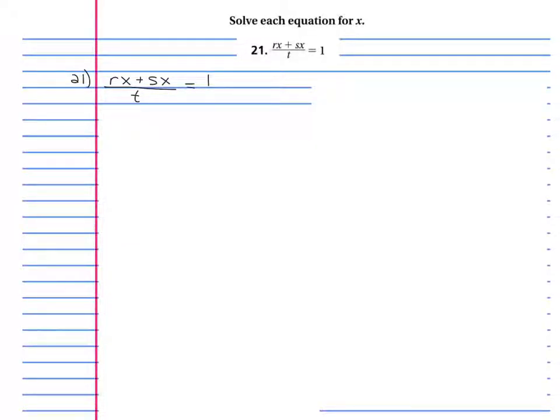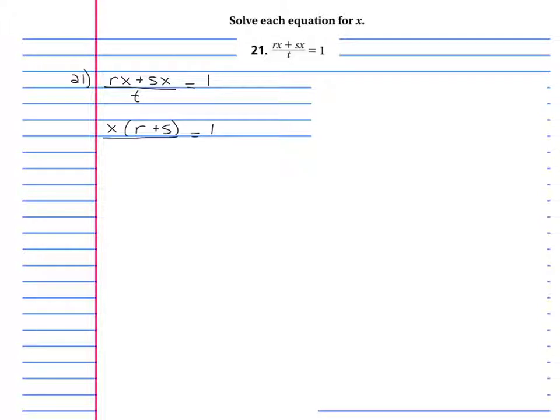Okay, we're solving for x. These are, well, like the last one, I should say. This one is one where you see the numerator has two different terms in it and they both have x. So let's just factor that out, okay?